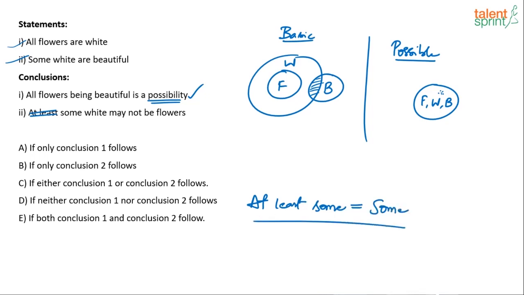So some white may not be flowers. True or false? True. Some white may, again a possibility type of conclusion, right? May not, he says. May not indicates what? It's a possibility type.